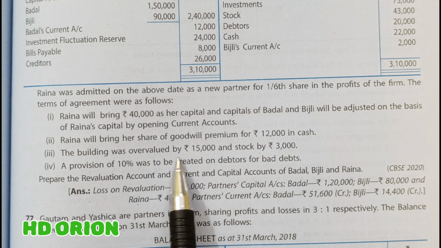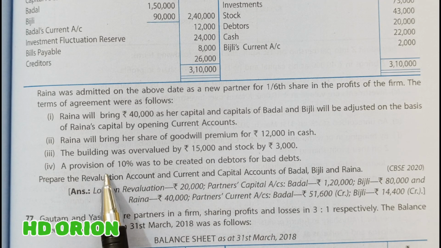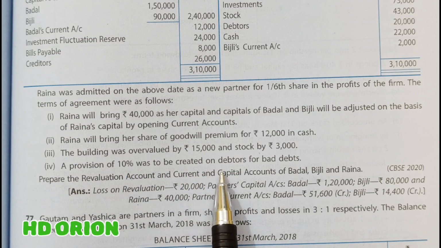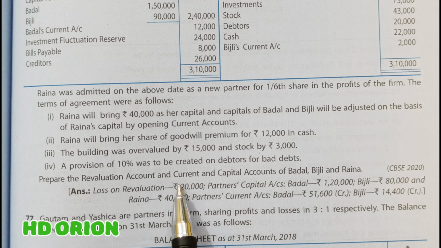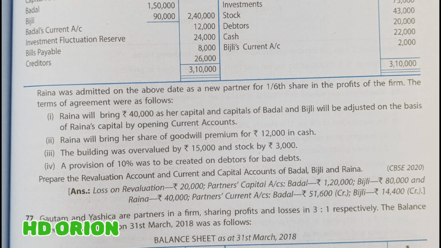The building was overvalued by rupees 15,000 and stock by rupees 3,000. A provision of 10% was to be created on debtors for bad debts. Prepare revaluation account, partners' current account, and partners' capital account of Badal, Bijli, and Raina. So let us see the detailed explanation of this in the solution itself.